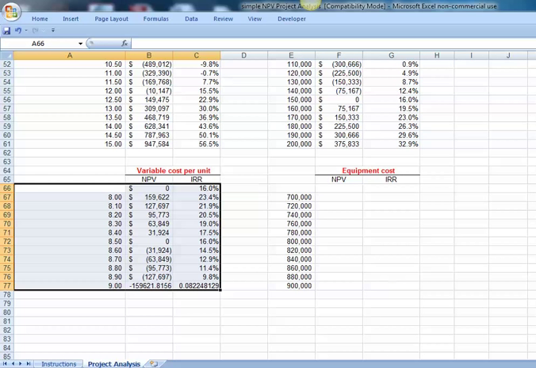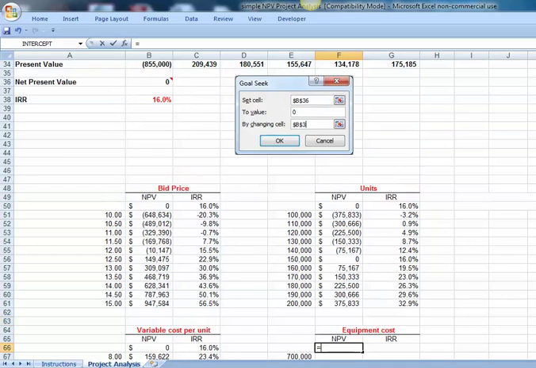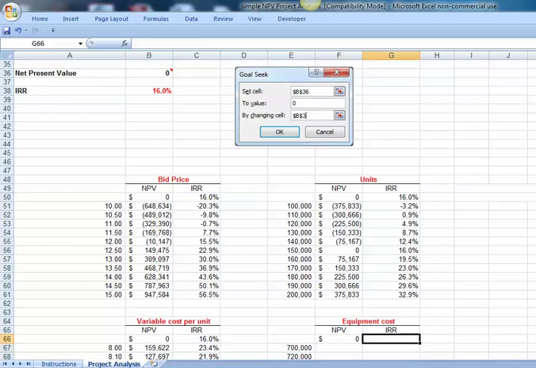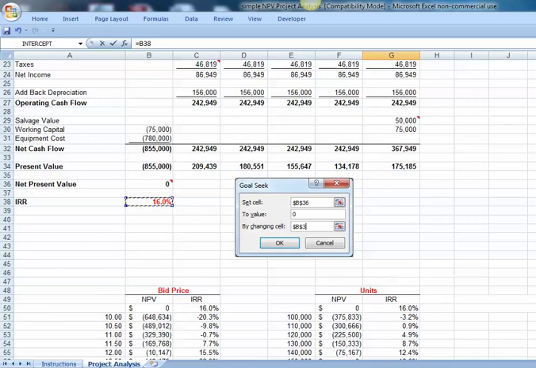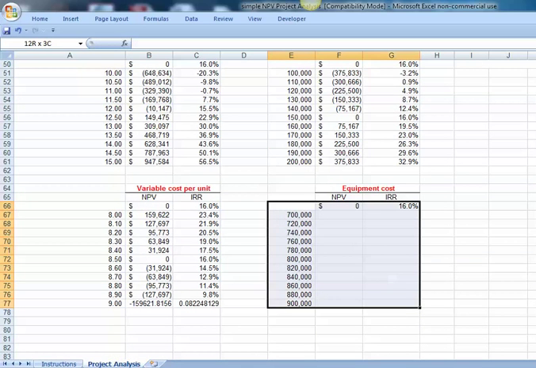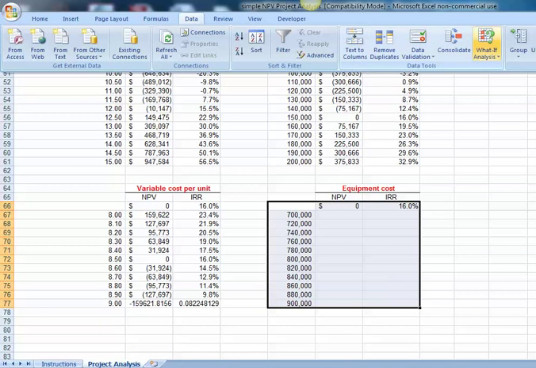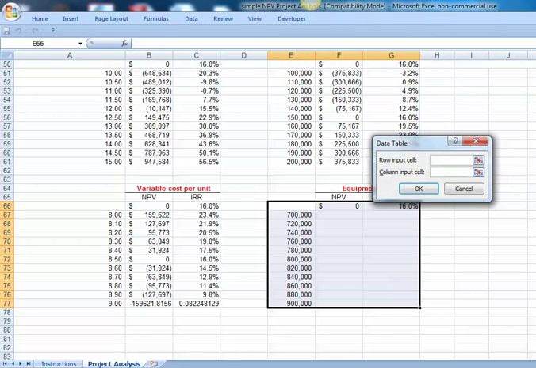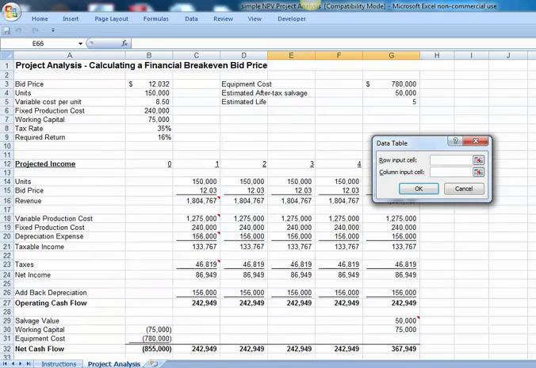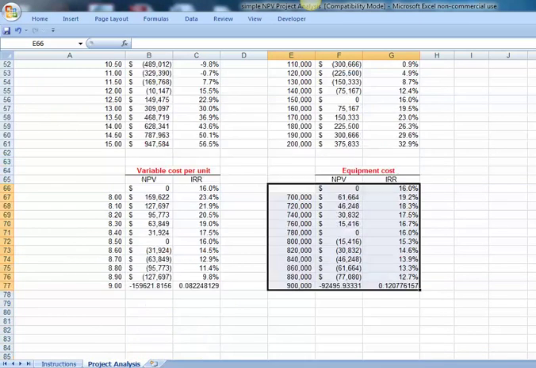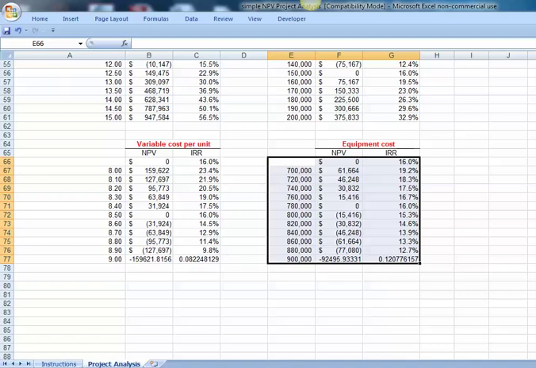And finally, we can do the same thing with our equipment. Highlight, data, what if, data table. Let's change our equipment cost from $780 to whatever we have in our table. And we can see as we would pay more for our equipment, that makes the project make less sense. If we could buy that same equipment for less money, then the project makes more sense. It has a positive net present value.